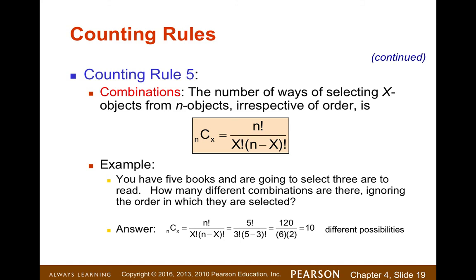So in this example, if we have 5 books and we're going to select 3 to read, ignoring the order, we don't care whether we read the 5th book first, the 3rd one second, and the 1st one third, or whether it's 3, 5, 1 or 1, 5, 3. Order does not matter. When order doesn't matter, we use a combination. So we would use the formula to get 10 different possibilities.